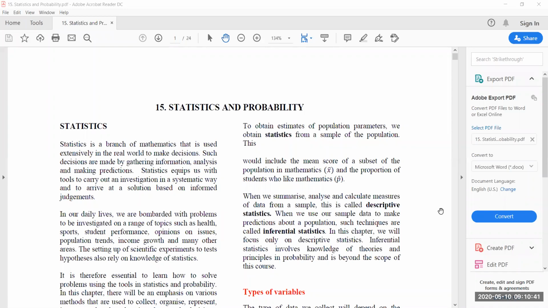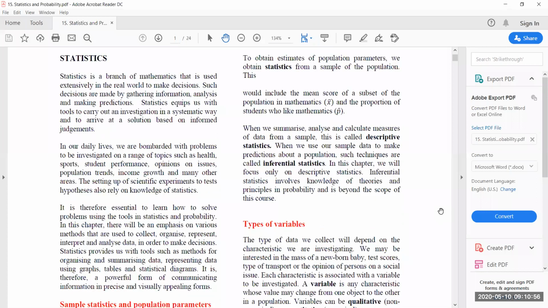So what is statistics? Statistics is a branch of mathematics that is used extensively in the real world to make decisions. Such decisions are made by gathering information, analysis, and making predictions. Now, statistics equipped us with tools to carry out investigations in a systematic way and to arrive at a solution based on informed judgment. That's basically what statistics is.